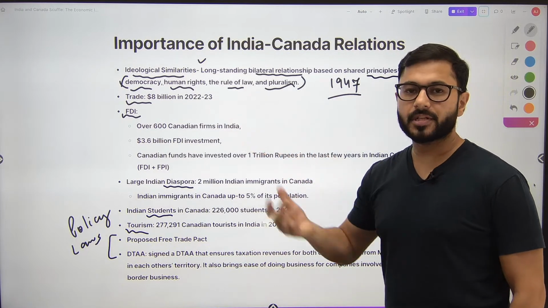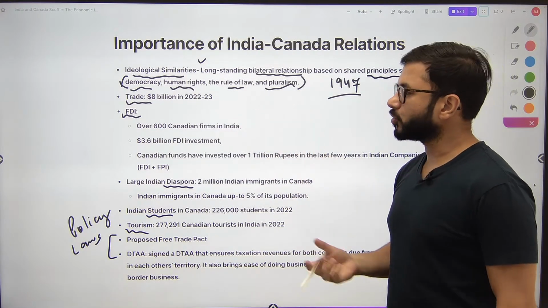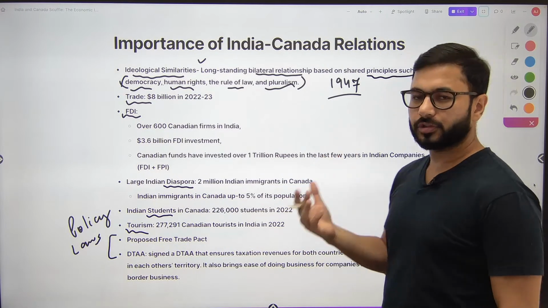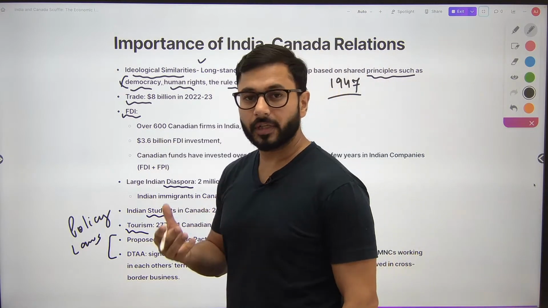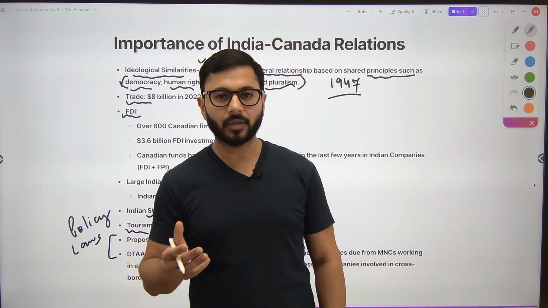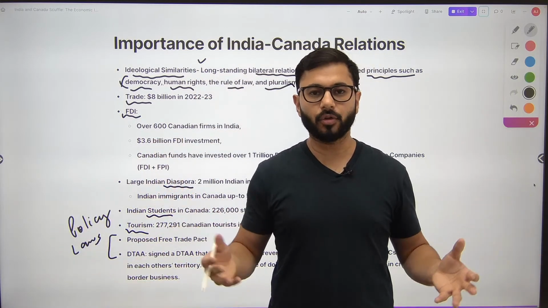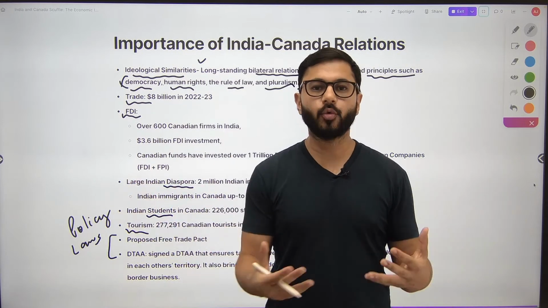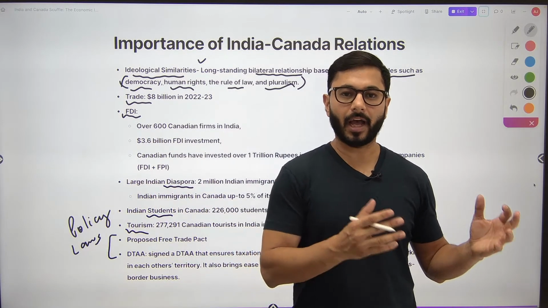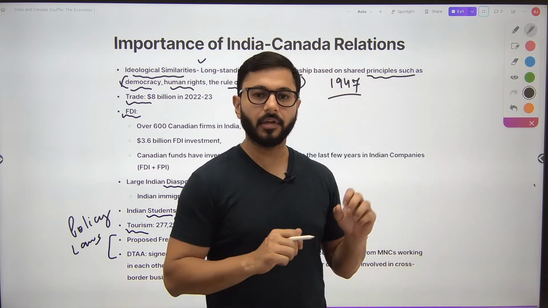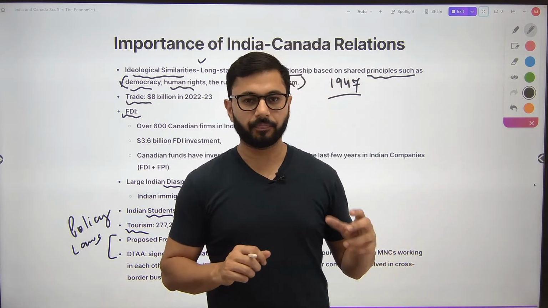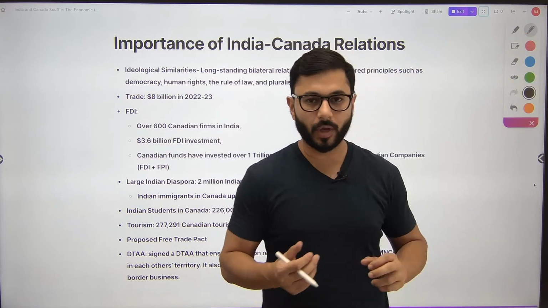We follow human rights, they don't. We follow rule of law, they don't. We have a philosophy or principle of pluralism, we follow that no matter what kind of religion, caste or creed a person belongs to. We try and include everybody in the idea and the process of growth and development. The same happens in Canada. You can see it very well yourself as well.